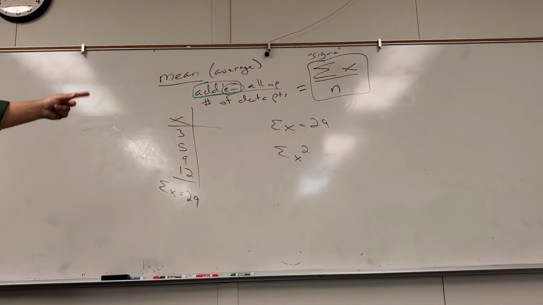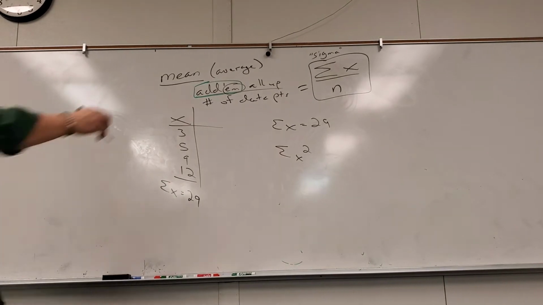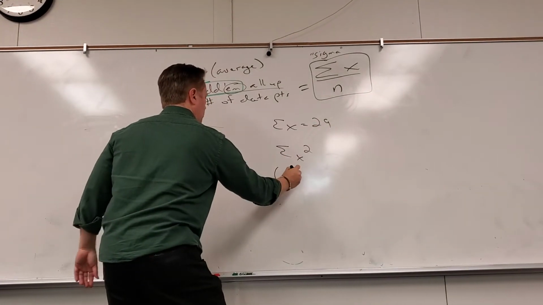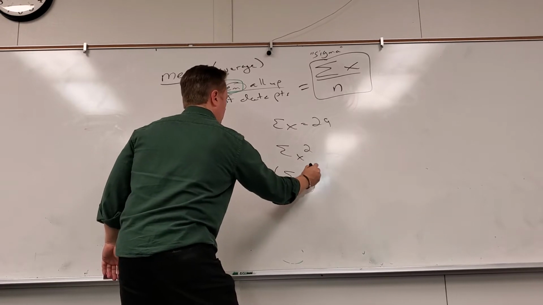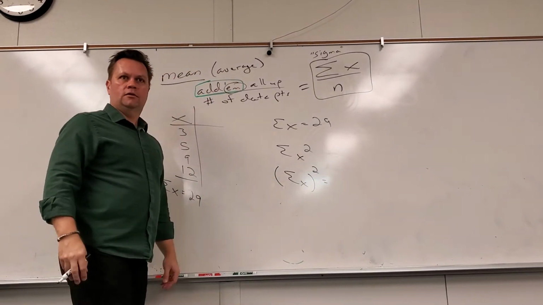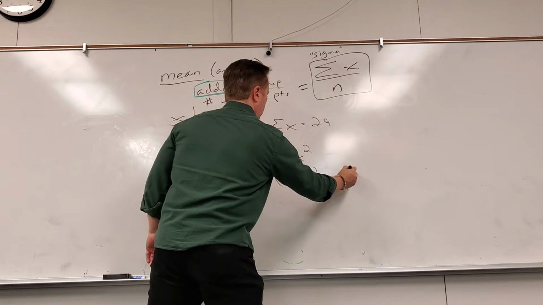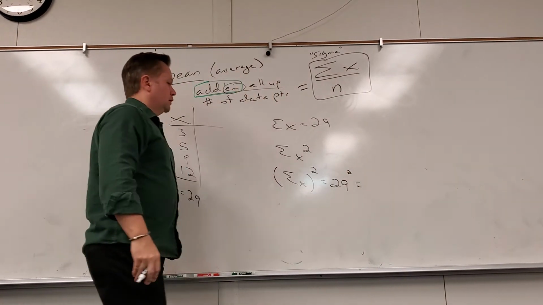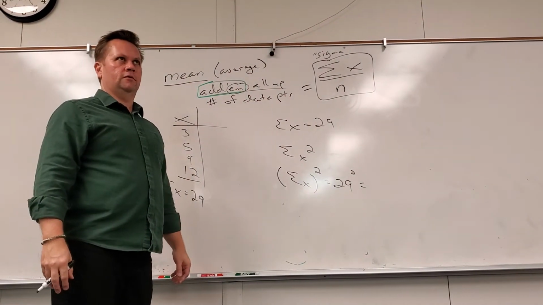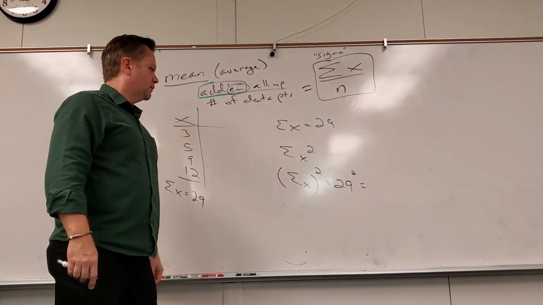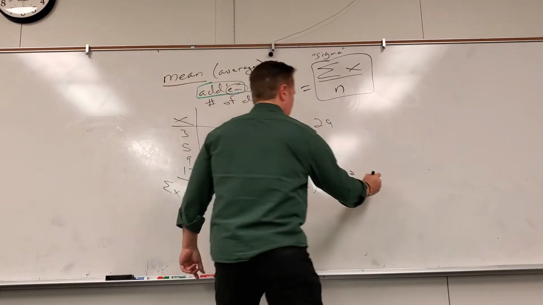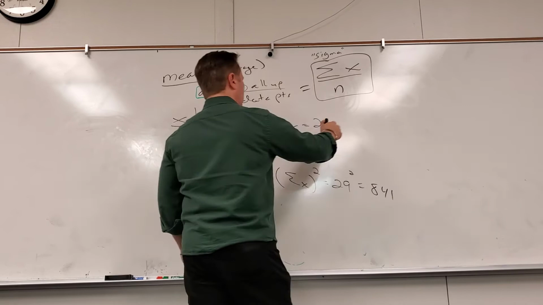Does that mean just square 29? No. If I wanted to square 29, that would mean square that, right? So then you square each. So that would be 29 squared, which is, you can do it, Jeff. 840. It's almost there. All right, whatever that is.